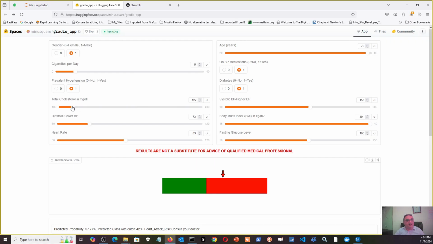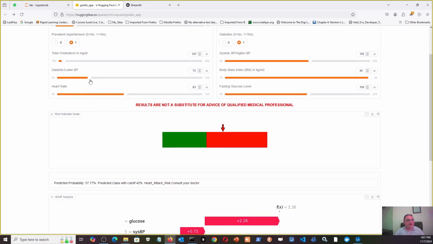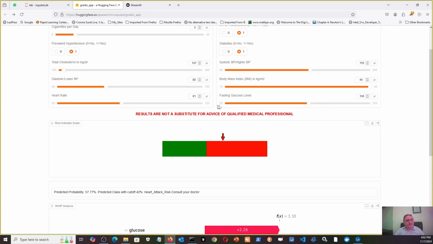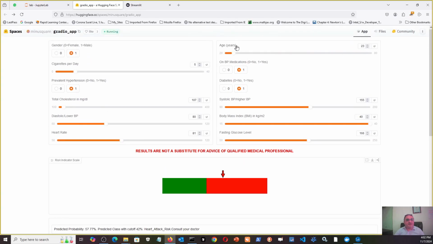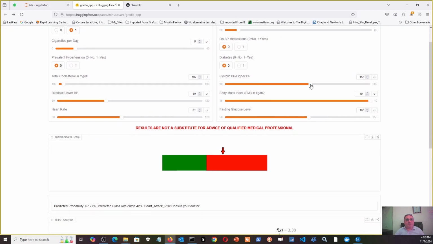Now I take another person with low risk. Say cholesterol is now very low, and diastolic BP is 79, 80 is the normal value, and heart rate is also pretty normal, 81. The person is very young, 25 years, no BP medication, no history of hypertension, no diabetes, and systolic blood pressure is also normal. 120 is the normal value.